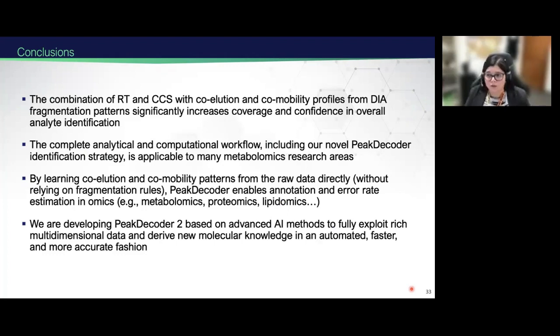This brings me now to the conclusions of my talk. The combination of retention time and collision cross sections with coelution and comobility significantly increases the coverage and confidence in the overall analyte identification. Our complete analytical workflow, including PeakDecoder, is applicable also to other metabolomics research areas beyond synthetic biology. By learning the coelution and comobility patterns from the raw data itself, without relying on fragmentation rules, PeakDecoder enables the annotation and error rate estimation for all other omics too. And we are currently developing PeakDecoder 2 based on deep learning to derive new molecular knowledge in an automated, faster, and more accurate fashion.